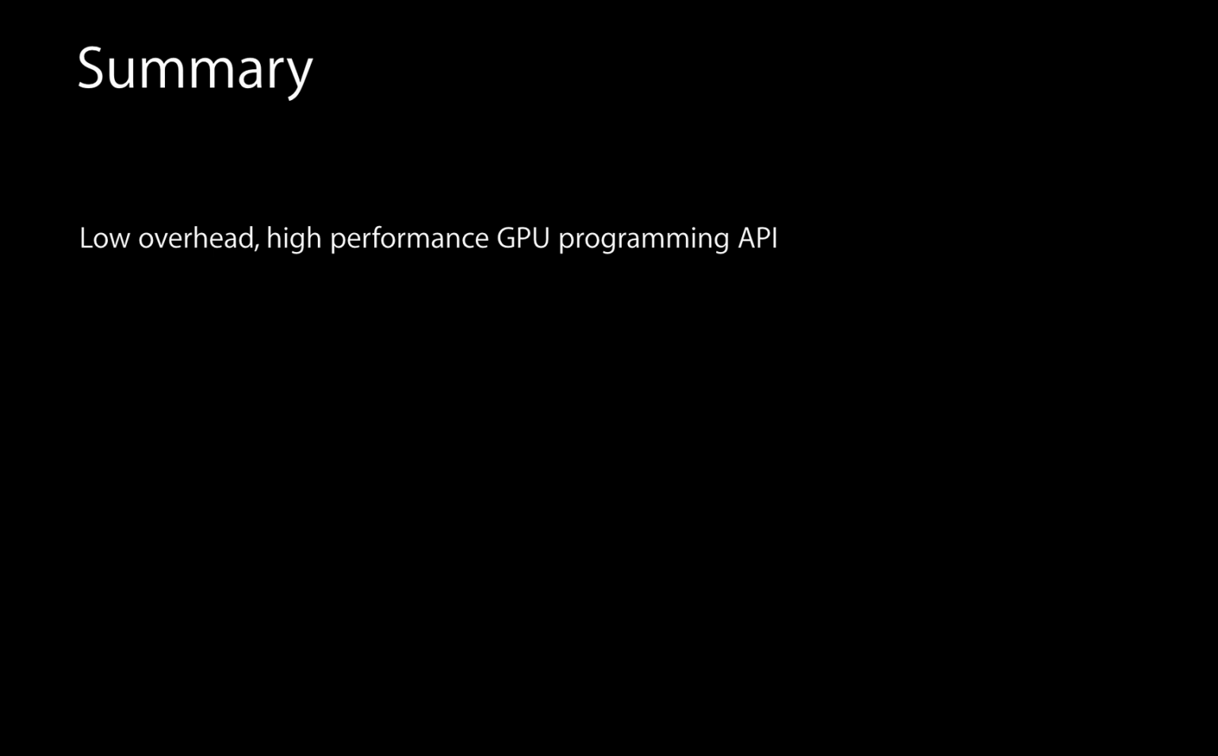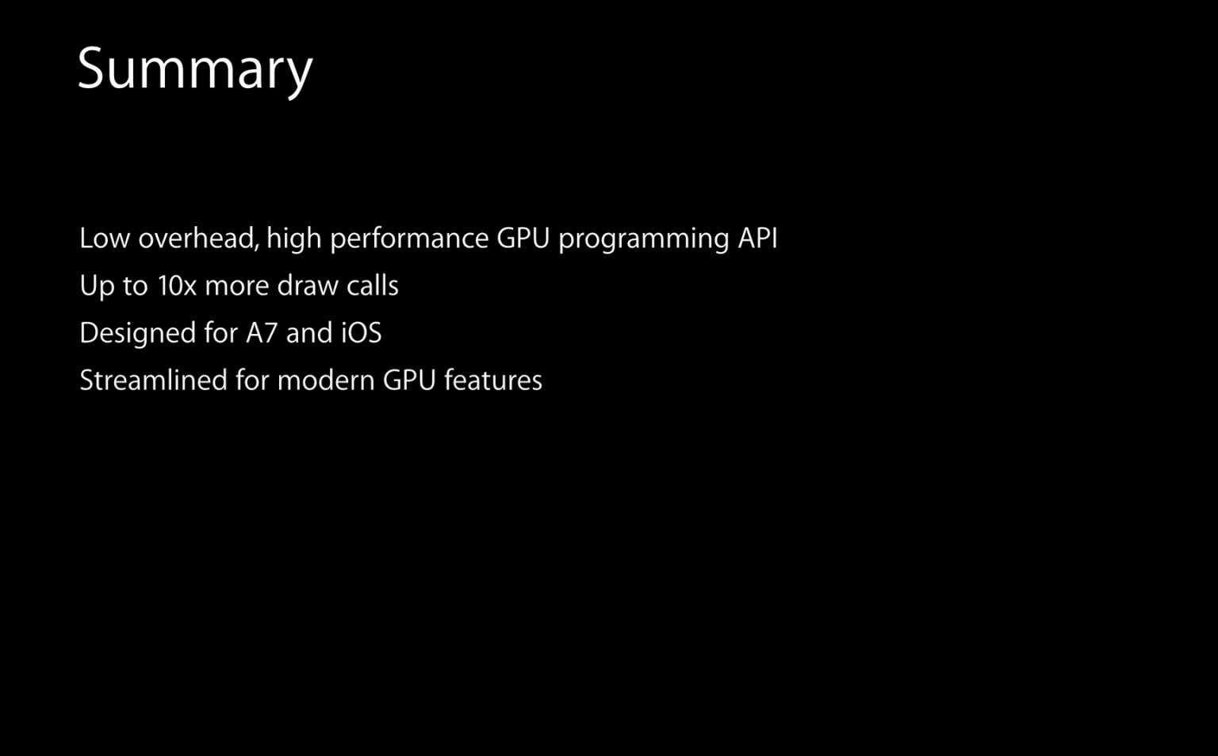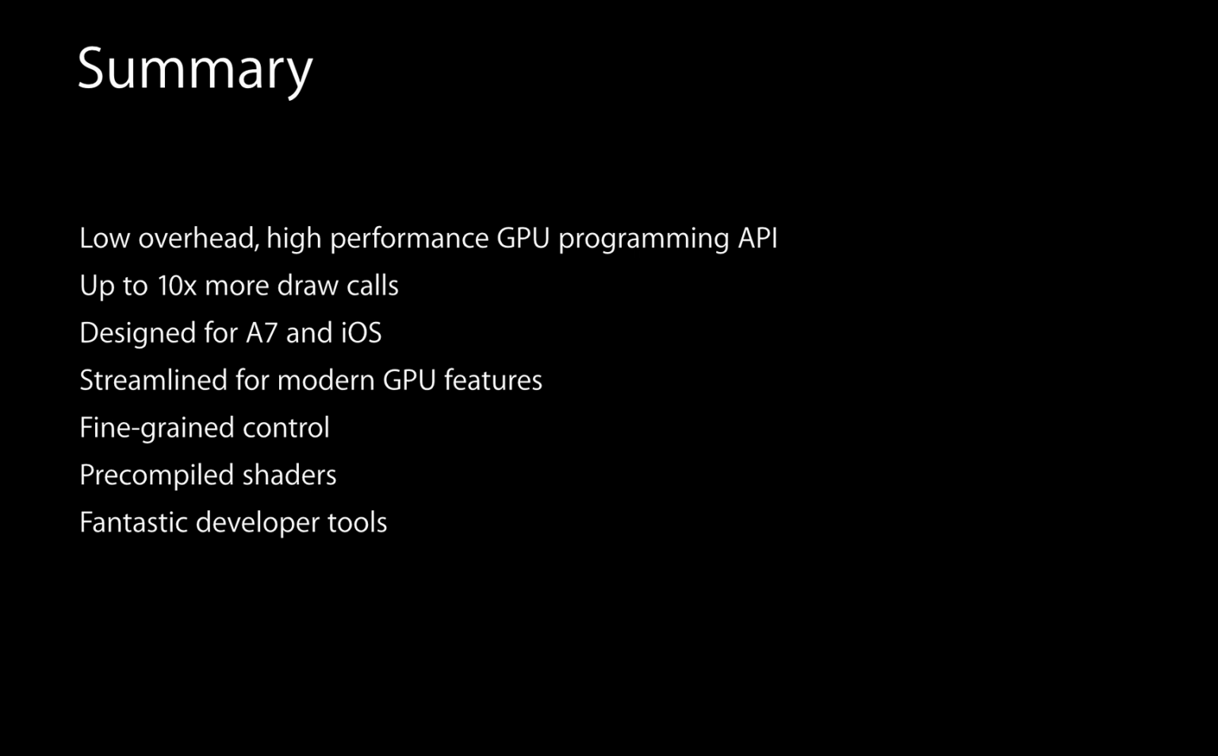Metal is our new low-overhead, high-performance GPU programming API, which can provide you with a dramatic increase in efficiency and performance for your game. We've designed it from scratch to run like a dream on the A7 chip and our iOS products. And we've streamlined the feature set and the API footprint to focus on the most modern GPU features, such as unified graphics and compute, and the most modern GPU game programming techniques, such as those that require fine-grained control and efficient multi-threading. With support for pre-compiled shaders and a fantastic set of developer tools, we believe you're going to be able to use Metal to create an entirely new class of games for your customers.